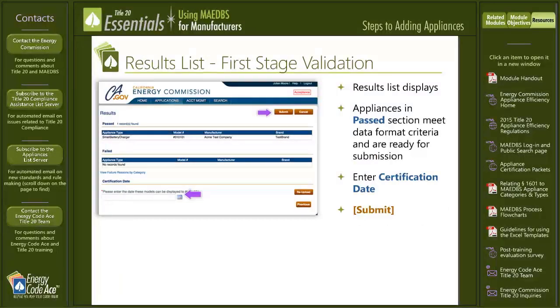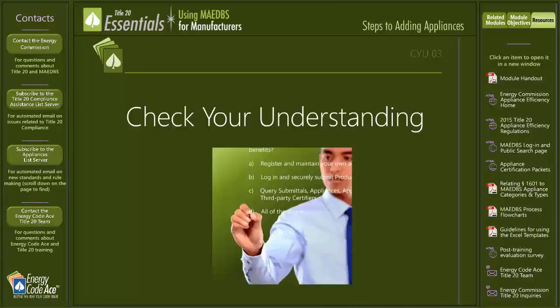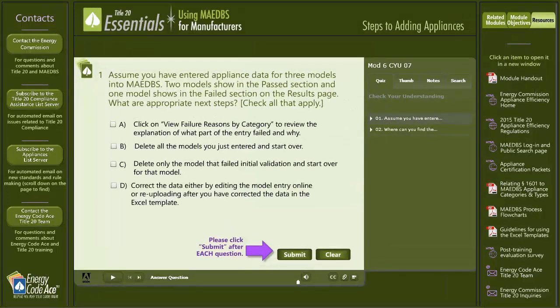You'll be taken back to the results list for first stage validation. Appliances in the Pass section now meet the data format criteria and are ready for submission. As before, enter the certification date, then click on Submit. Now let's check our understanding.